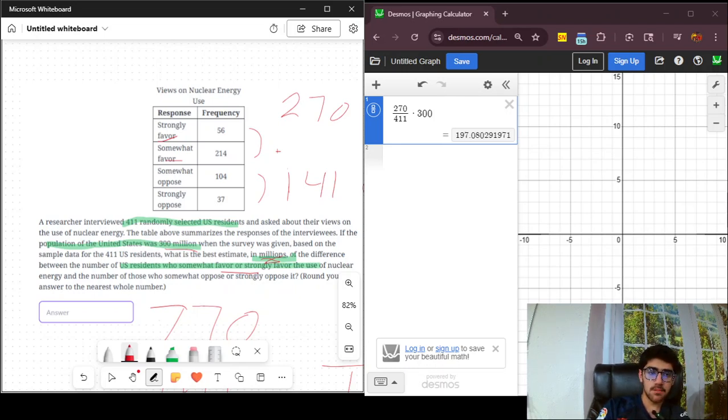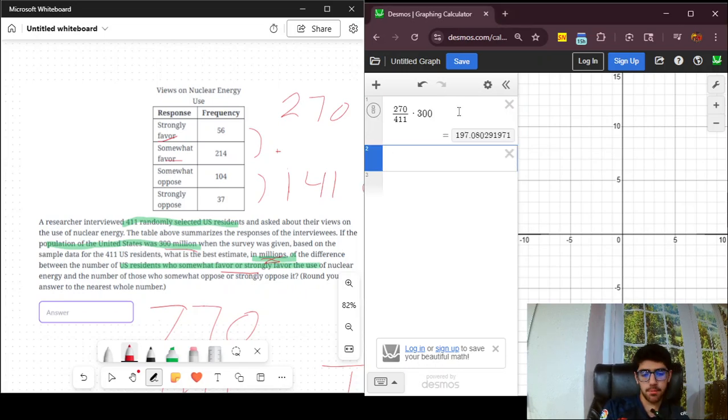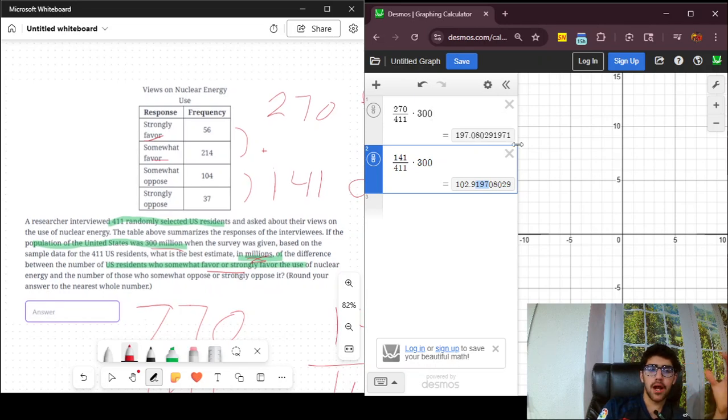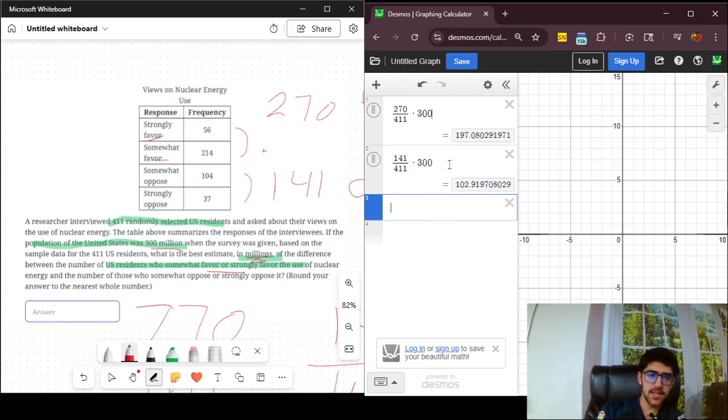So how many then oppose it? Not 270, but 141, same thing, divided by 411, times 300, gives 102.919. Also, always make sure that you don't round until the end. So right here, you might want to do 197 minus 103. In this question, I don't think it's going to make a difference. In some questions, it might. So always leave the rounding till the end.